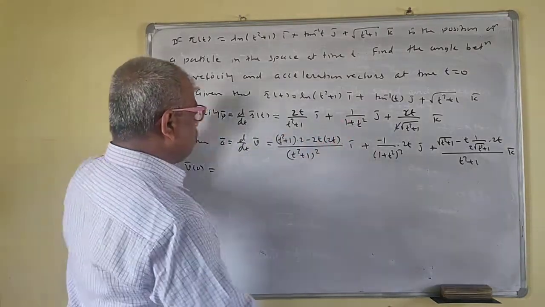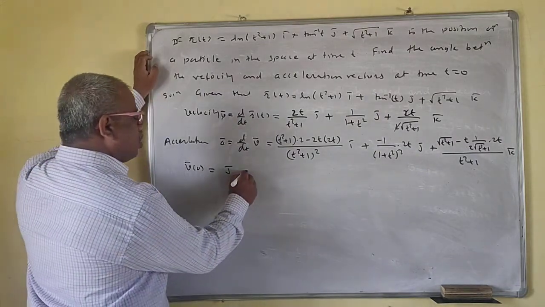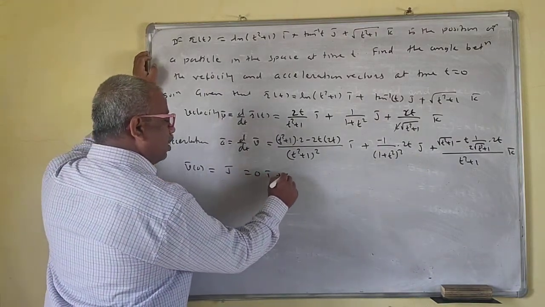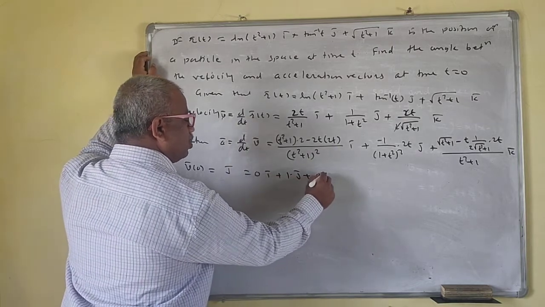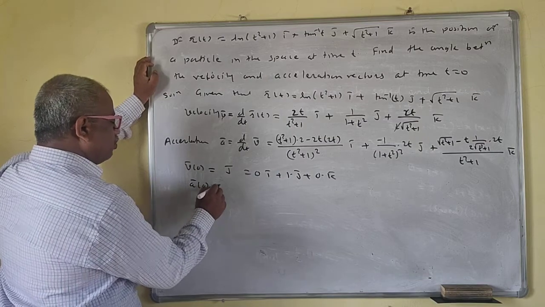So this is 0. So this is what? Only j bar. So that means what here? 0 i bar plus 1 into j bar plus 0 into k bar. Okay, we'll write all the components. Okay, so a bar of 0.